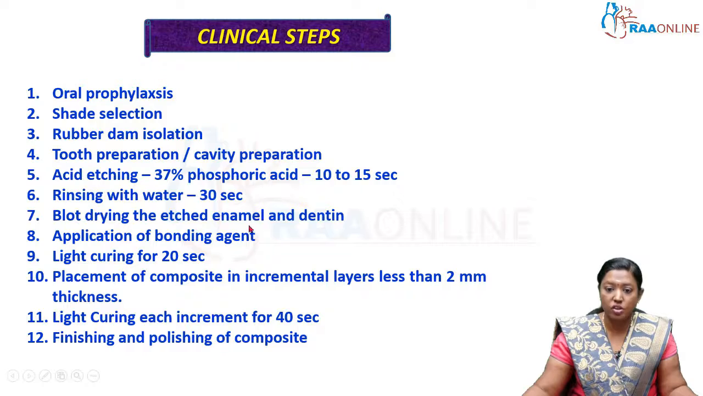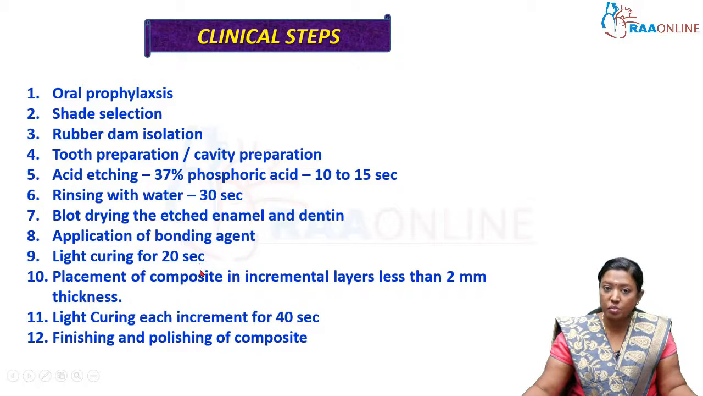You have to dry the etched enamel and dentin. Once that is done, the next step is the application of the bonding agent. Herein we are following the moist bonding concept so that the collagen fibrils are adequately maintained and the interfibrillar collagen is not collapsed. Then once the bonding agent is applied, the next step is to light cure it. You have to use a visible blue light curing unit, and you will have to light cure the bonding agent for 20 seconds.